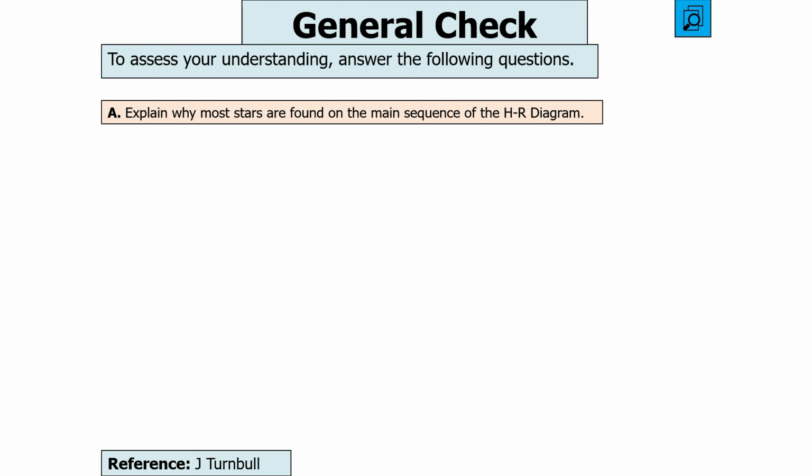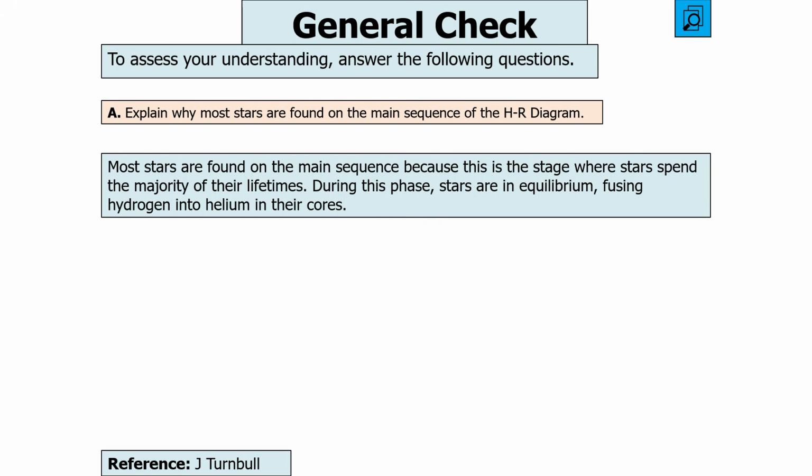Explain why most stars are found on the main sequence of the Hertzsprung-Russell diagram. Most stars are found on the main sequence because this is the stage where the stars spend the majority of their lifetimes. During this phase, the stars are in equilibrium, fusing hydrogen into helium in their cores.